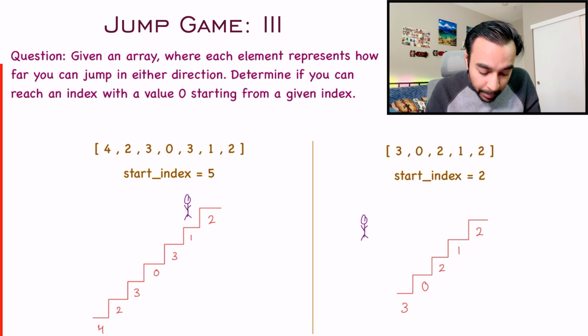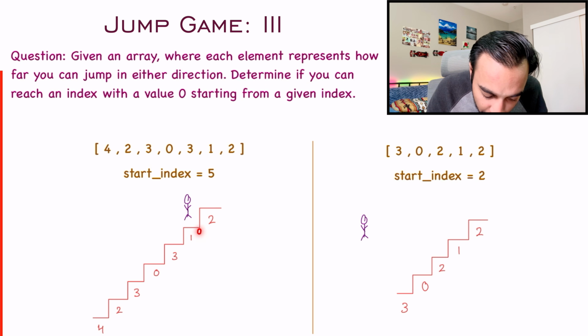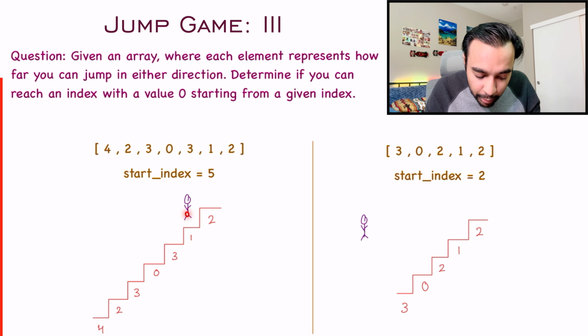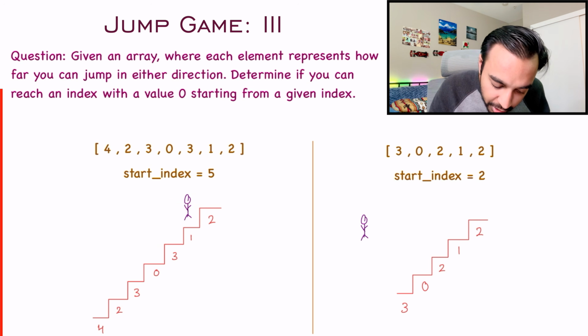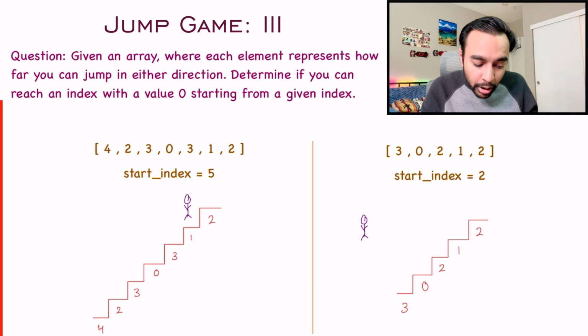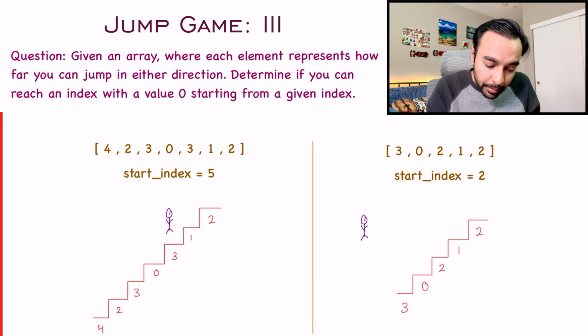According to the problem statement, you can jump in either direction based upon this value. So this value is 1. So either you can jump 1 step in the forward direction or you can jump 1 step in the backward direction. If you're jumping forward, you will land at 2. If you're jumping backward, you will land at 3, correct? So that is what you have to do. Let us say you jump 1 step backward. Now I am at this position.